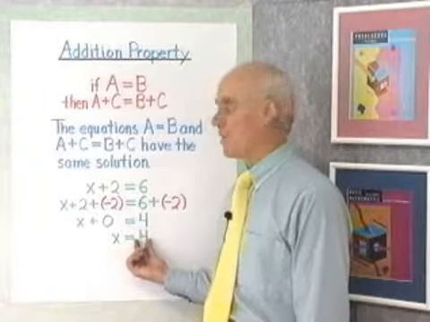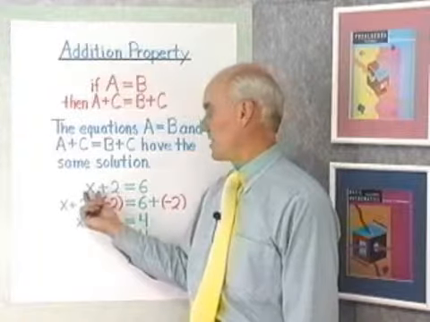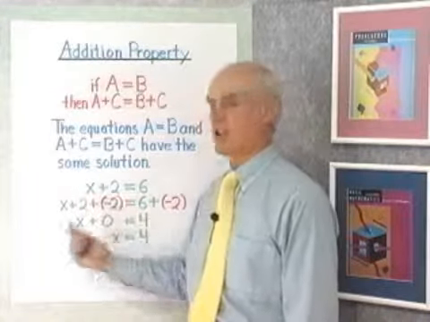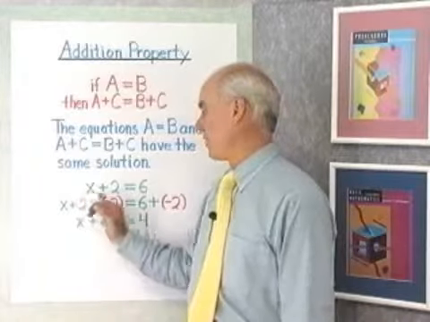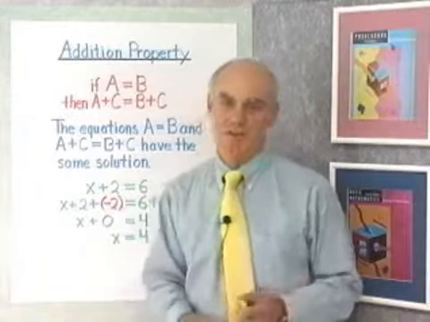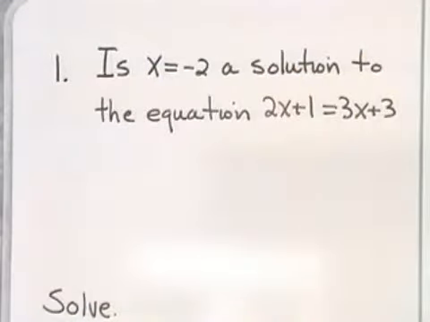Now, x equals 4 is a solution to this equation because it's the number that, when replaced for the variable x, turns this equation into a true statement. 4 plus 2 is 6, so I have 6 equal to 6, a true statement. Let's look at our first problem. Is x equal to negative 2 a solution to this equation?